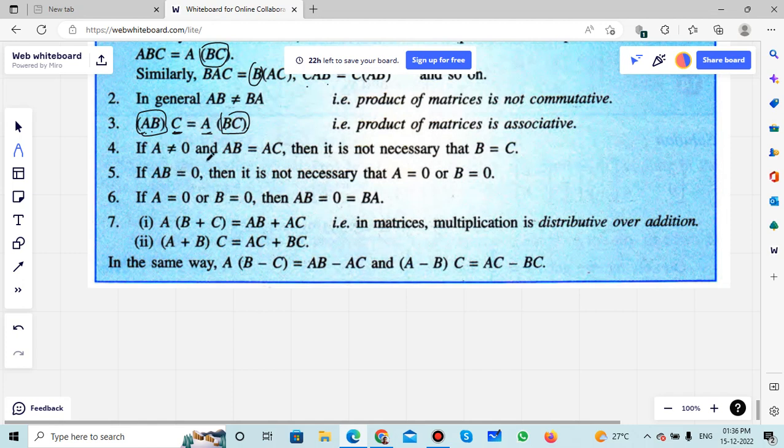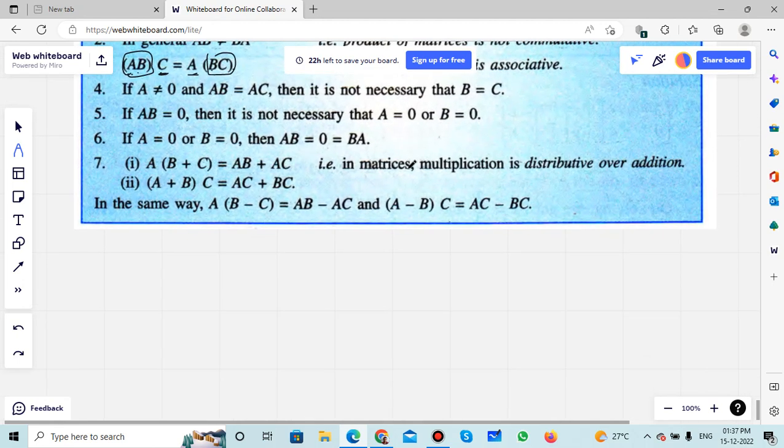If A is not equal to 0 and AB is equal to AC, then it is not necessary that B will be equal to C. It will come in questions. You might think A and A can get cancelled and B is equal to C, but that is not necessary. Then if A into B is 0, it is not necessary that A is 0 or B is 0. Remember, if A is 0 or B is 0, then AB is equal to 0 or BA is equal to 0. That is okay, because both will be 0 in that case.